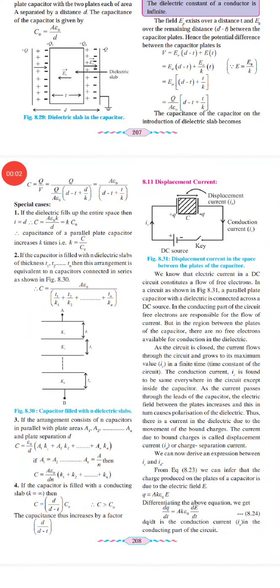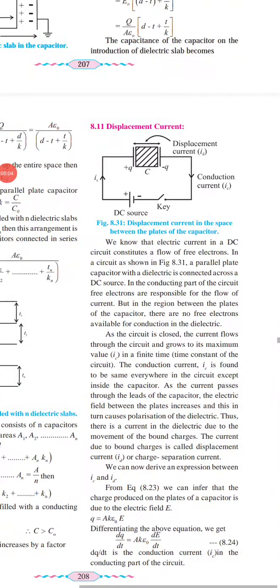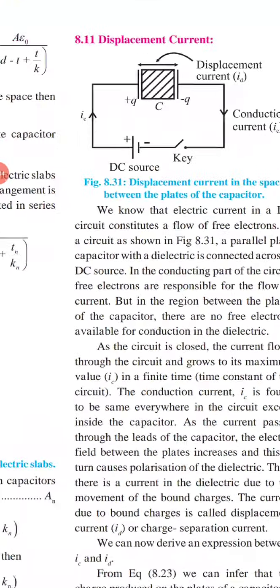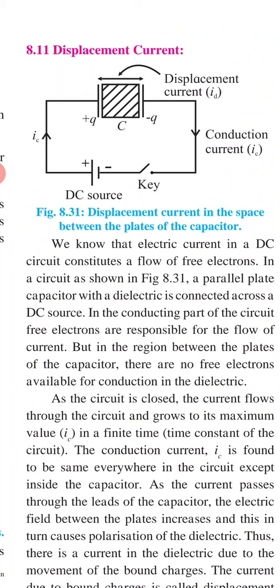Next point, that is displacement current. We have seen there are three types of current: electric current, then electron current. Now here we have to see displacement current, that is displacement current in the space between the plates of a capacitor.